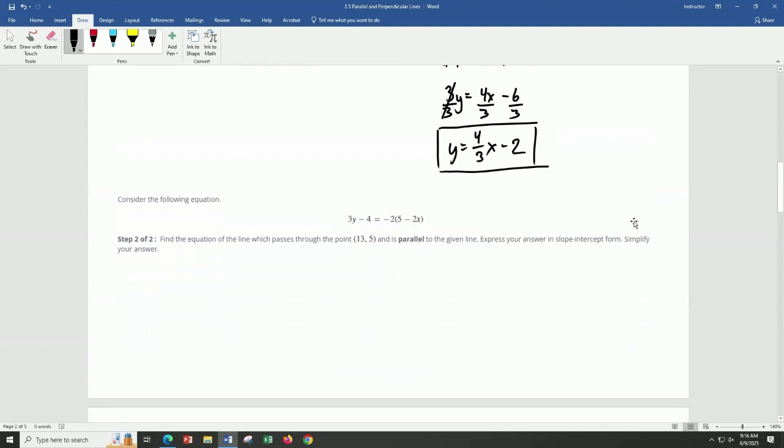And it says, hey, find the equation of a line which passes through that point right there and is parallel to the given line, what we just solved. Parallel, okay? So we already have this line here that we created, y equals 4/3 x minus 2. For another line to be parallel, what does the slope need to be? The same. The same, because parallel lines always have the same slope, okay?